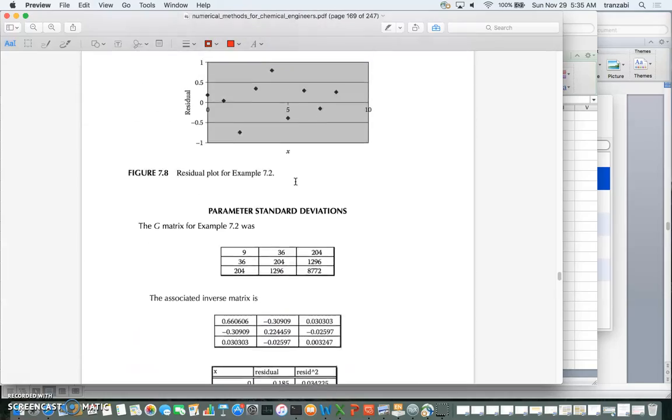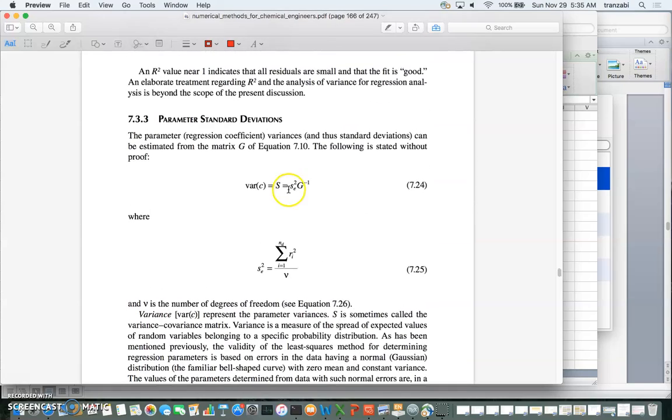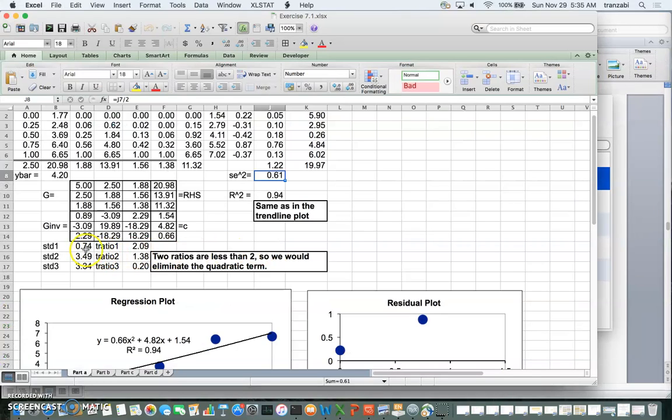SE squared times G inverse gives the variance matrix, and the square root of the diagonals are basically these three. And then from these three, we can get the t ratio, which is the coefficient divided by the standard deviation, so that's C12 divided by C15. Okay? And then we can go ahead and calculate the t ratios for the others.